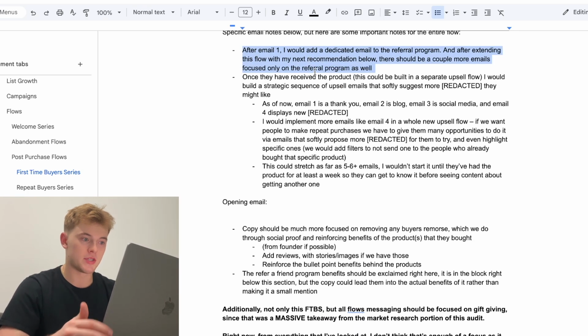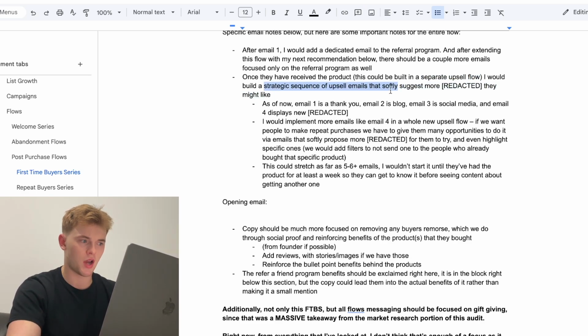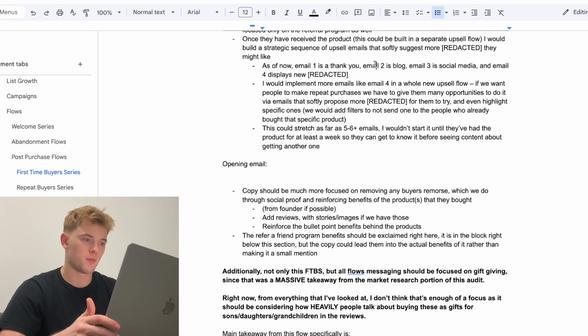So that was a really big piece of this. And then once they have actually received the product, I wanted to build a separate upsell flow. This would be a strategic sequence of upsell emails that essentially softly suggest more of their products that they might like. So this was going through specifically what they had right now.